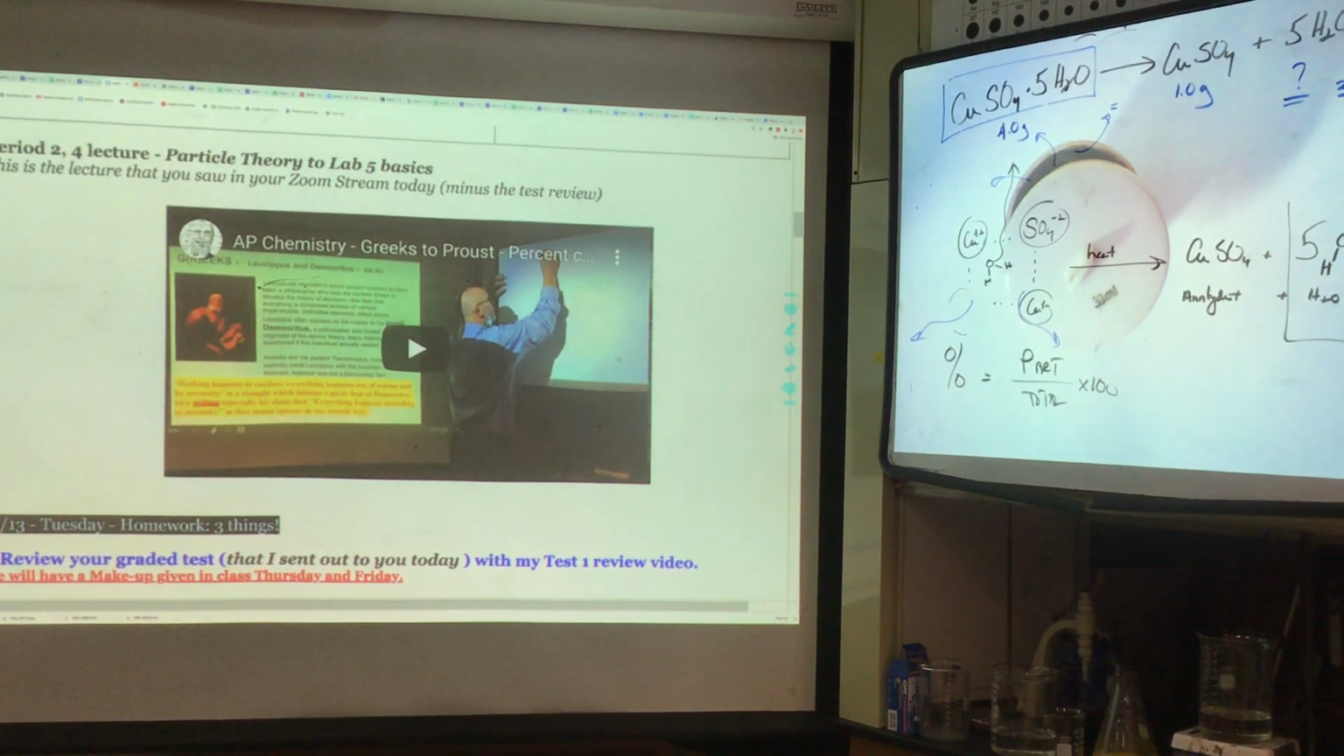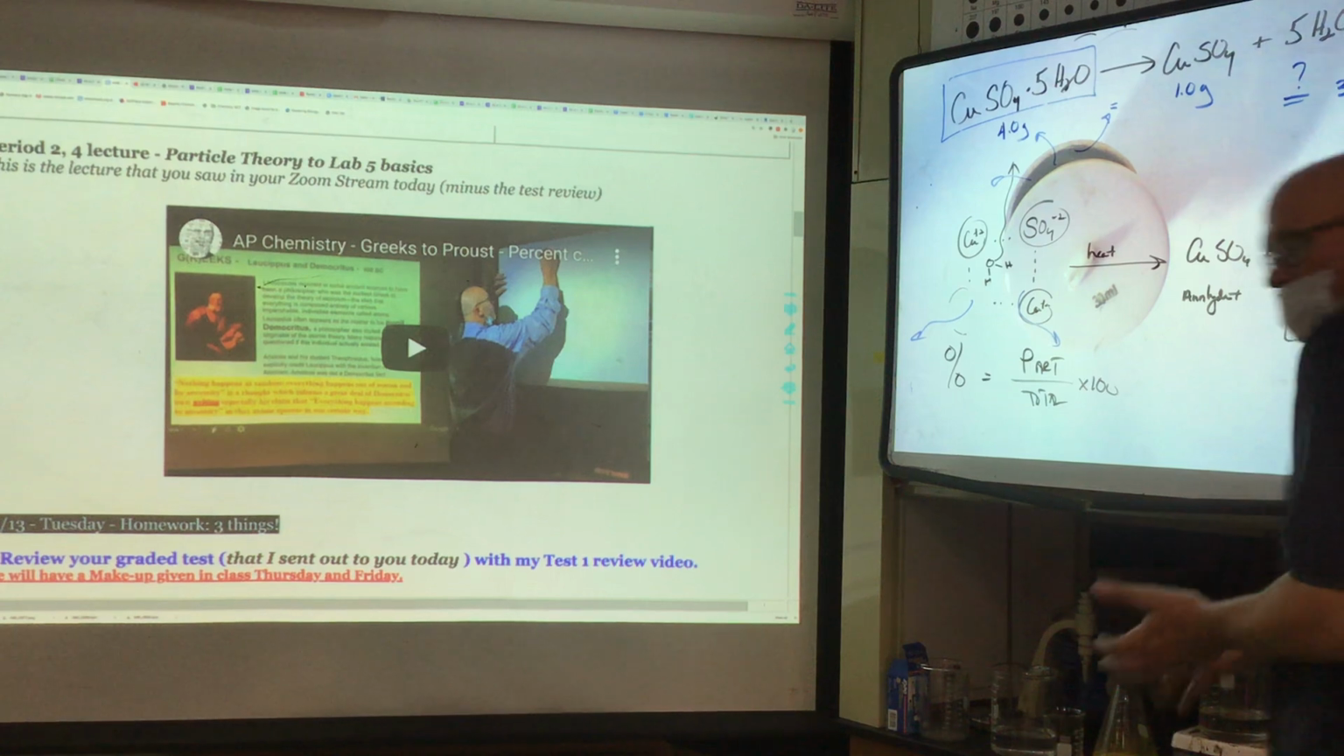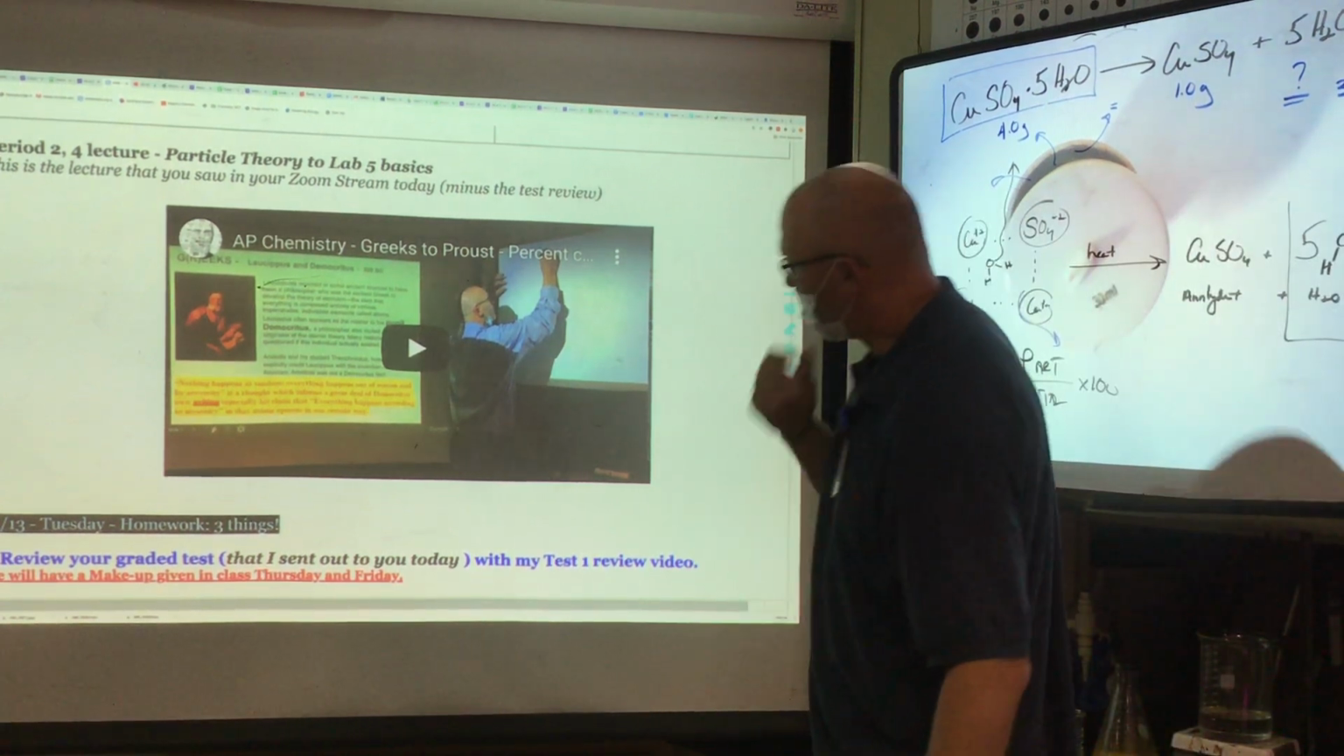Telling you, people like this stuff. It's cut and dry. It's the details. The devil in the details is important to me. All right.